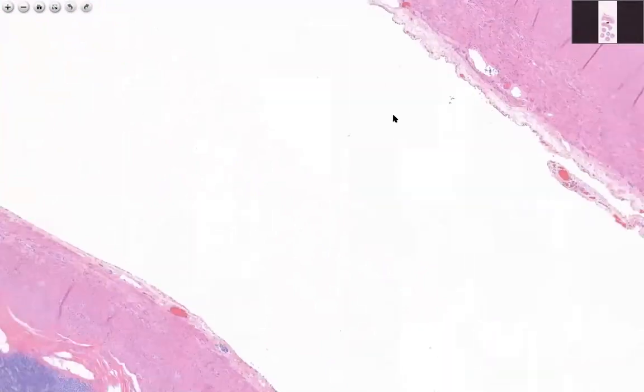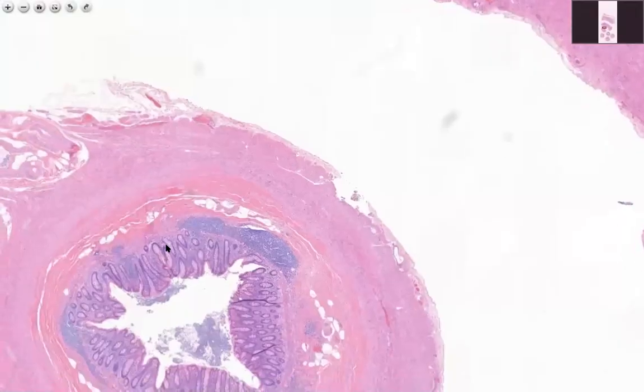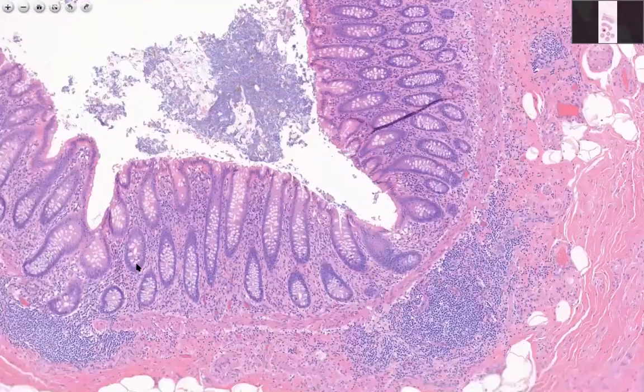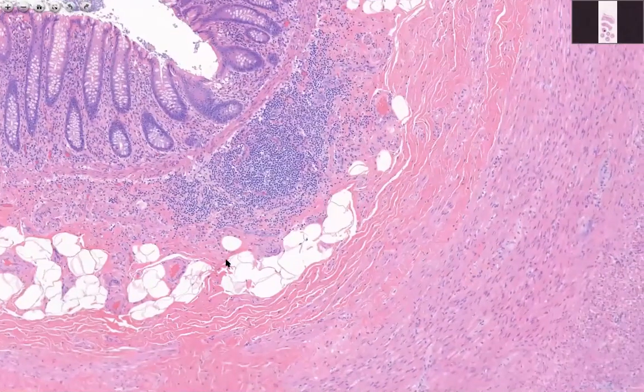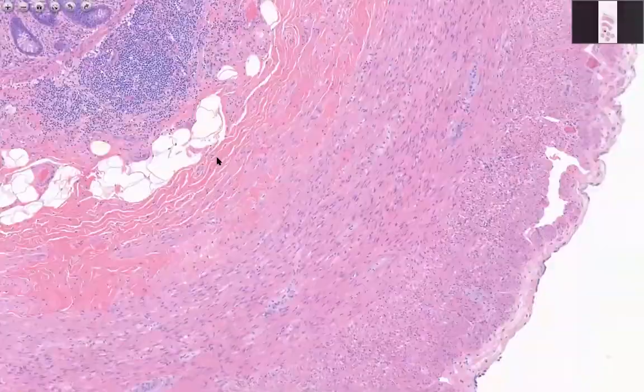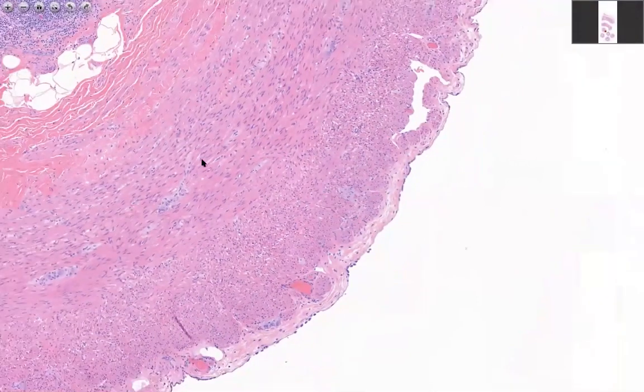And then these cross sections of the appendix are the same thing, going from the inside out. In the inside, we have the colonic mucosa, we have muscularis mucosa here, lymphoid aggregates, submucosa with some fat, some collagen, and then our muscle layers, and then the serosa on the outside.